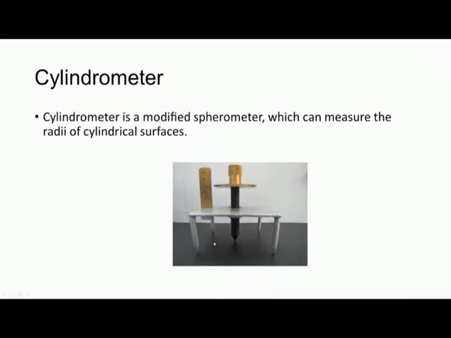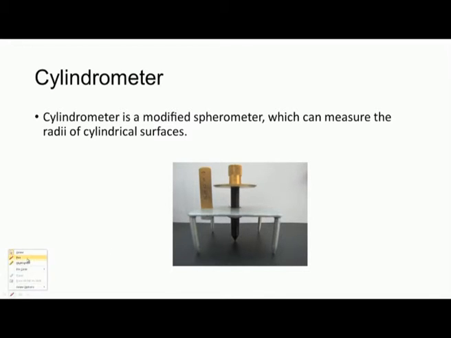Instead of 3 legs, we have totally 4 legs, all fixed to this base. This base has a vertical scale, and at the center of the base we have a threaded screw and then a circular dial on which markings are there. So, similar to the spirometer, this instrument can be used to measure the radius of a cylindrical surface.